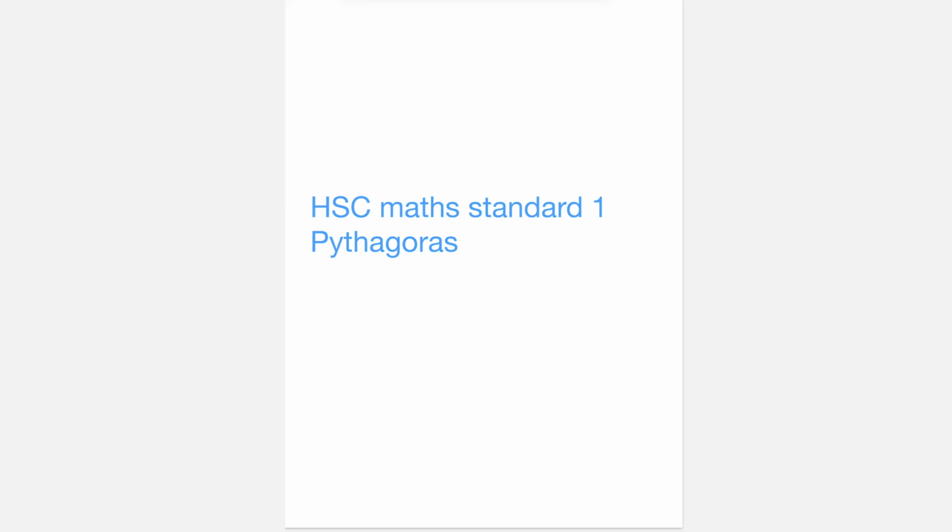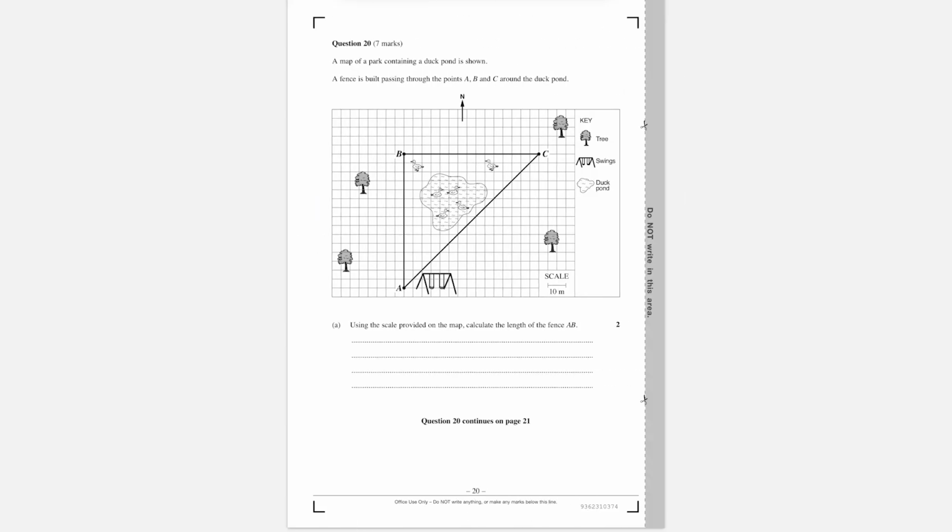Alright, this is HSC Maths Standard 1. Every question ever asked in an exam on Pythagoras. Let's get started. Question 20. A map of a park containing a duck pond is shown. A fence is built passing through the points A, B, and C around the duck pond. Using the scale provided on the map, calculate the length of the fence AB.